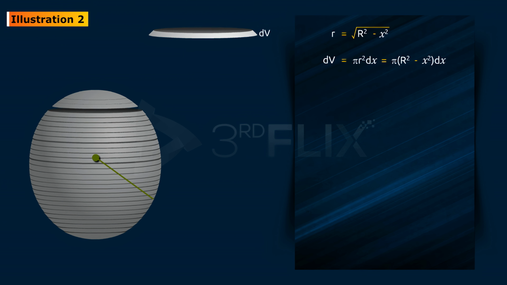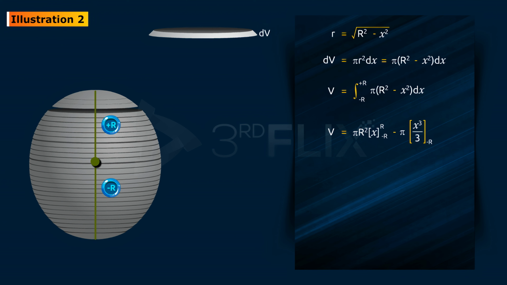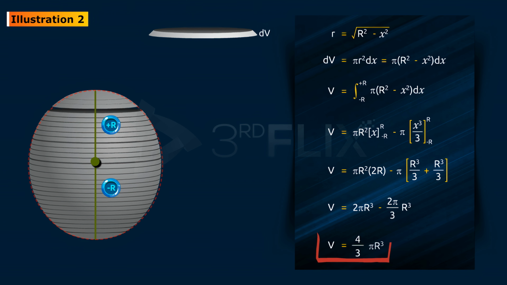We can integrate all such disks whose height varies from -r to +r. Thus, V = π[r²x] from -r to r minus π[x³/3] from -r to r. On substituting the limits, we get the volume of the sphere as 4/3 πr³.